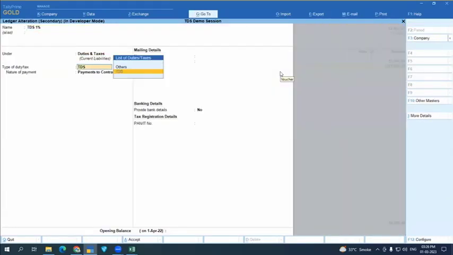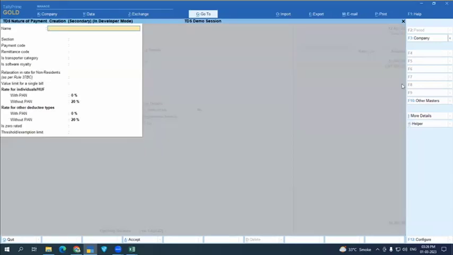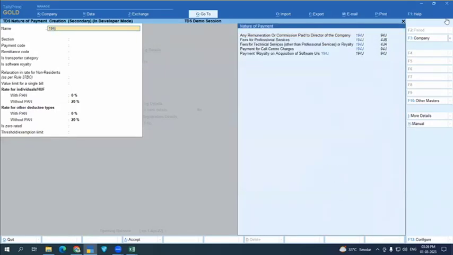A TDS ledger you have to create under Duties and Taxes. Sub-tax type is TDS. You have to create a new nature here, whatever nature you want. Suppose I want to create 194J. So just go in helper, put any word, if you know your category, if you know your section.